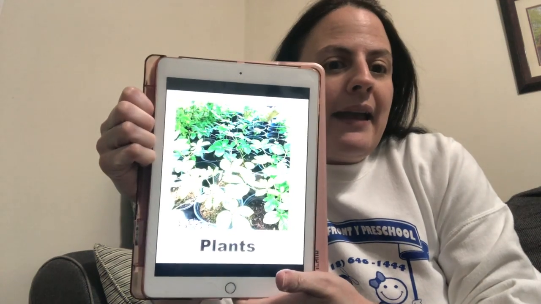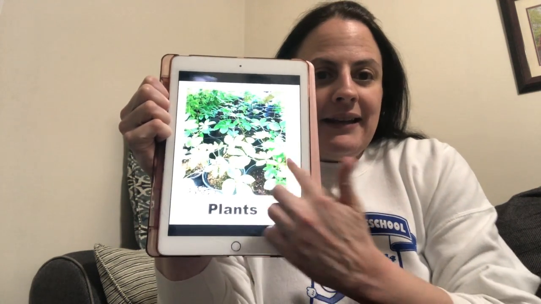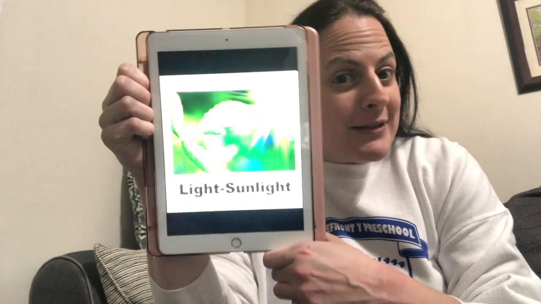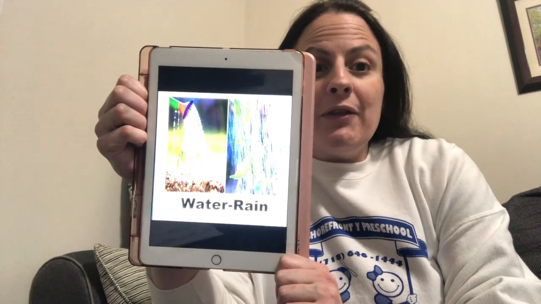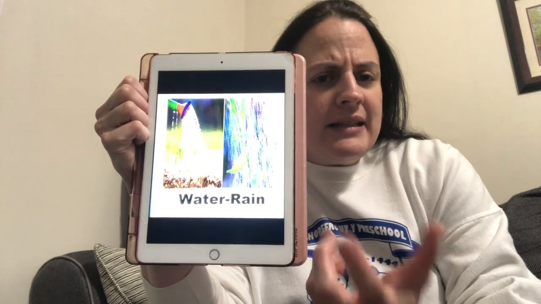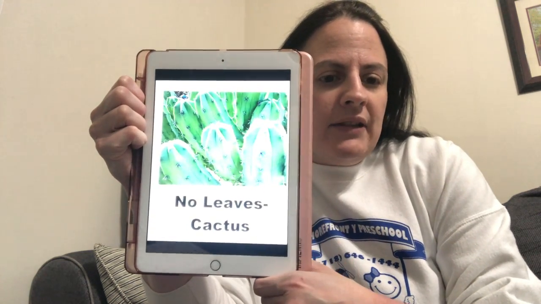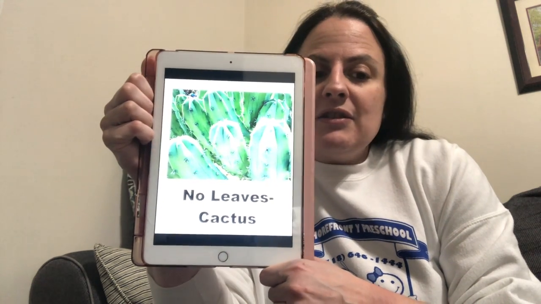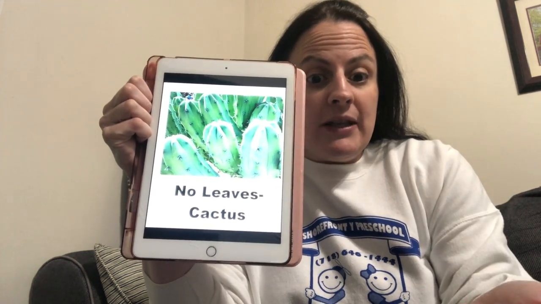What is a plant? Do you remember? Well, I will remind you. A plant is a living thing. A plant needs light, which is the sunlight, and water, which is when you water, or the rain, to live. It also needs air, remember, just like seeds. Most plants have leaves, but some do not. No leaves on a cactus. Plants use light to make sugar, which gives them energy.